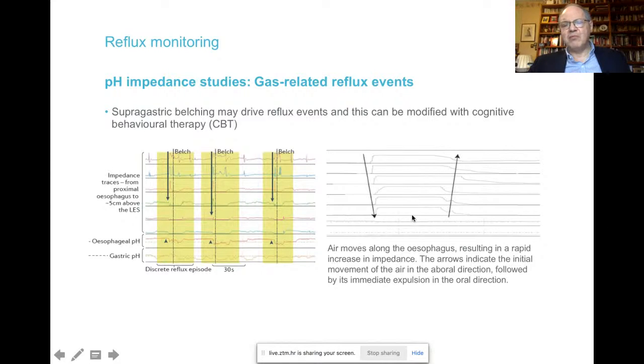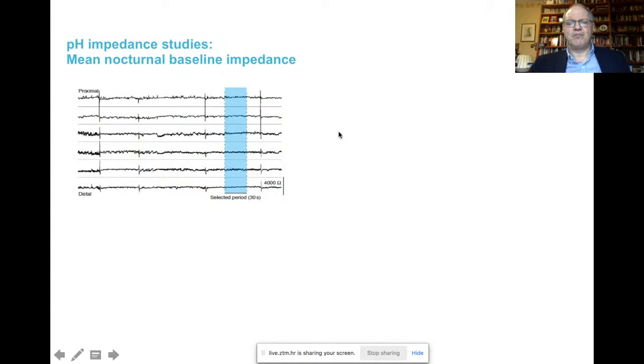Supragastric belching is associated with these pH drops that increase acid exposure. So many patients who we thought in the past had typical reflux disease, in fact, have a behavioral disorder that is provoking increased acid reflux.